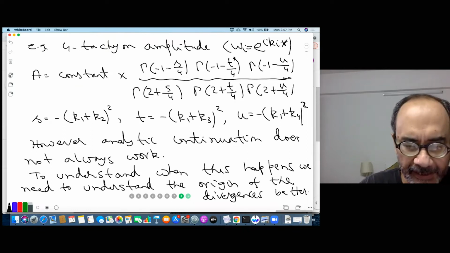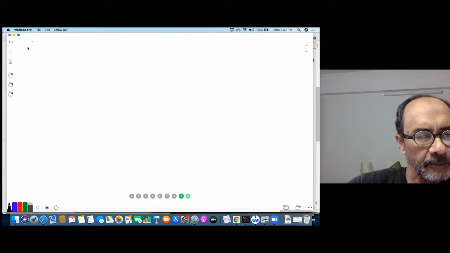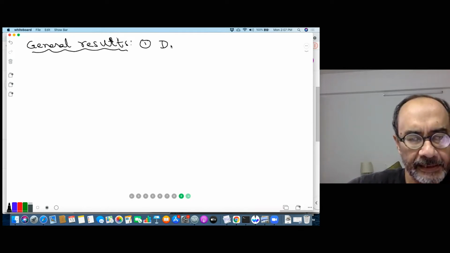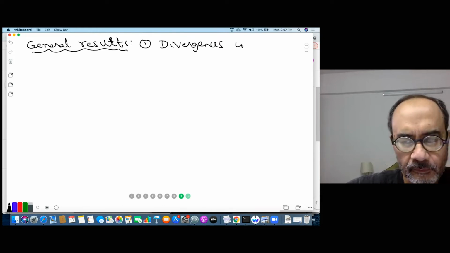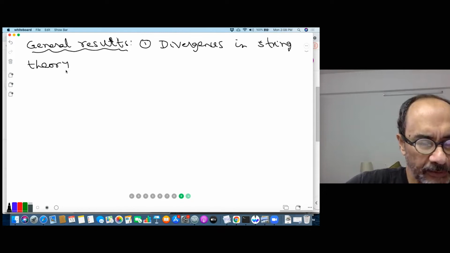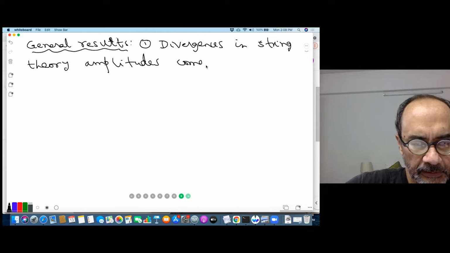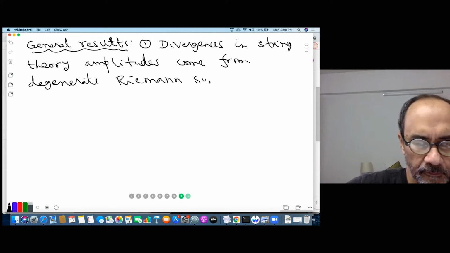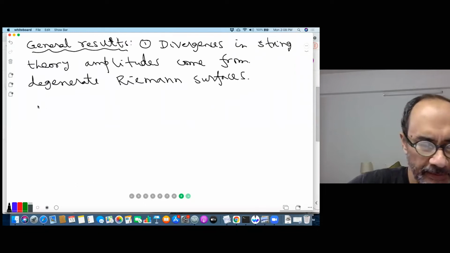So let me begin by stating some general results, which I'll not try to prove, but this is true. So general result. First is that divergences in string theory, at least in bosonic string theory, in the fermionic string theory, you will see there are some additional subtleties. But in bosonic string theory, divergences come from what are called degenerate Riemann surfaces. Now you may ask, what are degenerate Riemann surfaces? So that is answered in the second part of this statement.